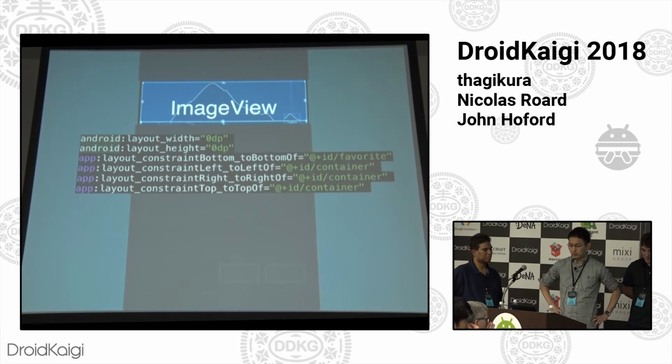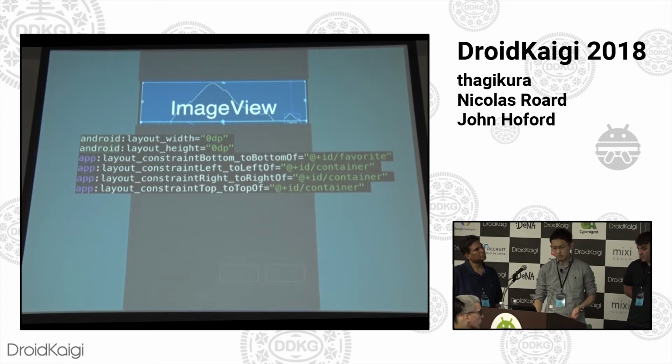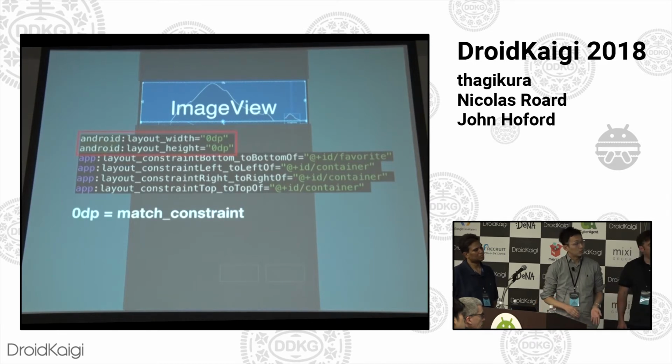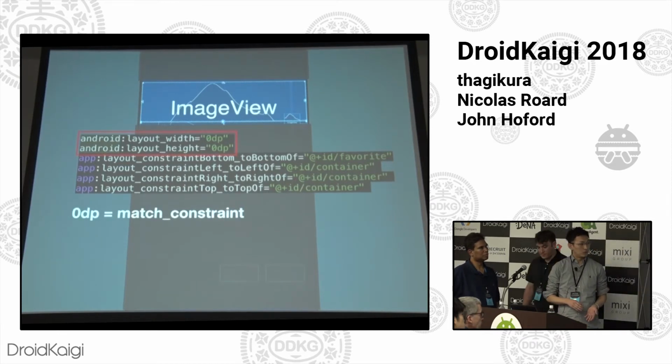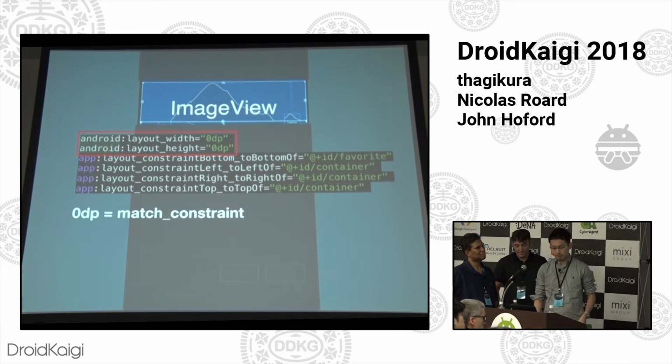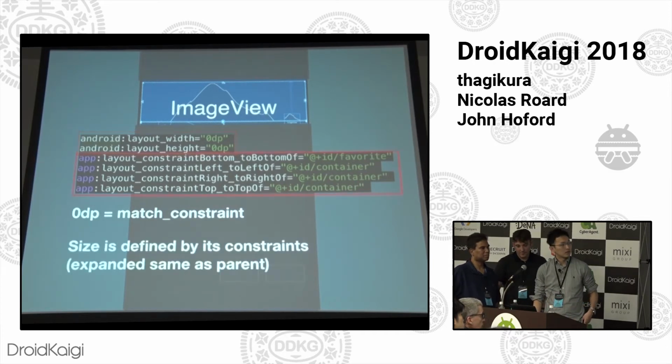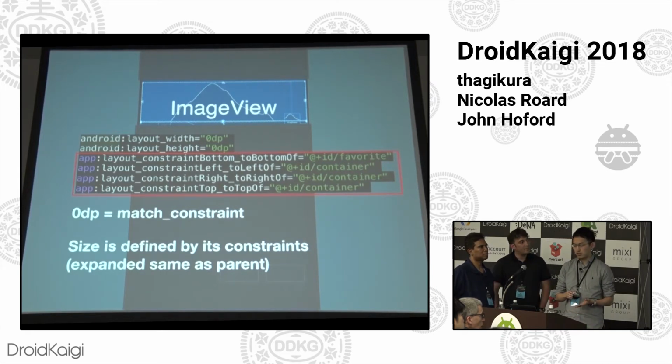Then let's take a look at some widgets and how this can be achieved by ConstraintLayout. If you look at the image view at the top of the screen, the width of the image view is expanded to the same width as its parent. So in this image view, we set 0 dp, which means match constraint. And we made horizontal constraints that are connected to its parent. So that means the width of the image view is expanded to the same width as its parent.